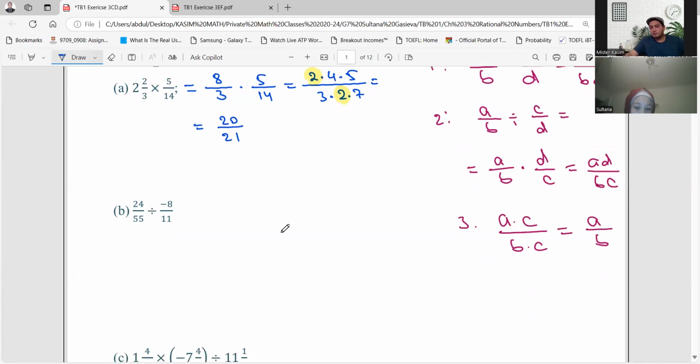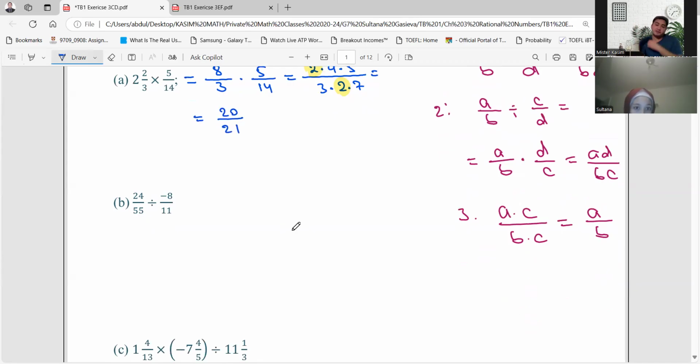And how will the question be? Now it is division, right? The first step, I should change division into multiplication. So here we have 24 divided by 55 times, flip it, 11 over negative 8.